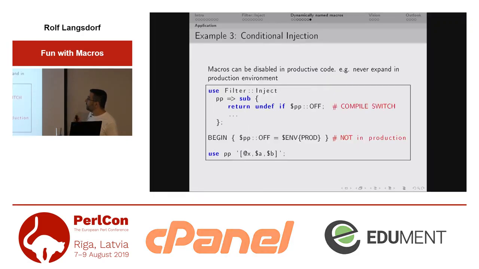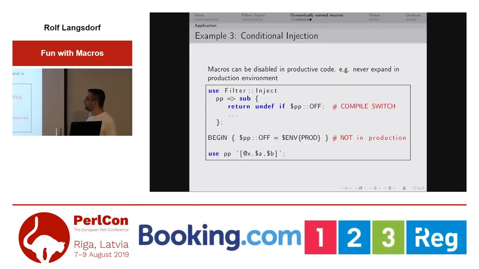But what if we don't want to see this in production? We can just add a compile switch, off. And we can say in the BEGIN block, somewhere before, we want the switch to be off when we are in the environment production. There are various possibilities to implement this, but I thought of an environment variable which says I'm on production, and it says I'm off, and then it's not executed.